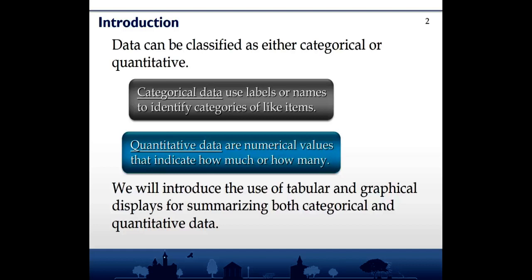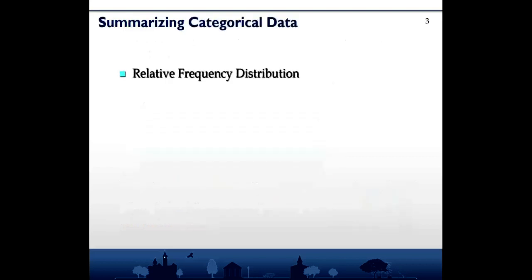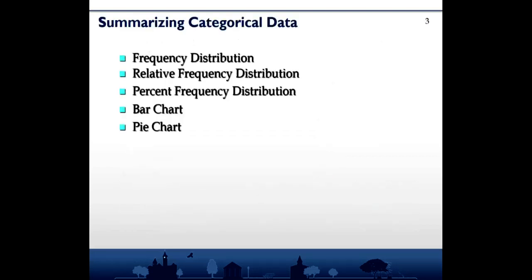So now we will discuss how to use tables and graphs, tabular and graphical displays, for summarizing both categorical and quantitative data. For categorical data, we can use frequency distribution, relative frequency distribution, percent frequency distributions. These are tabular displays. Or we can use bar chart, pie chart, and these are the graphical displays.